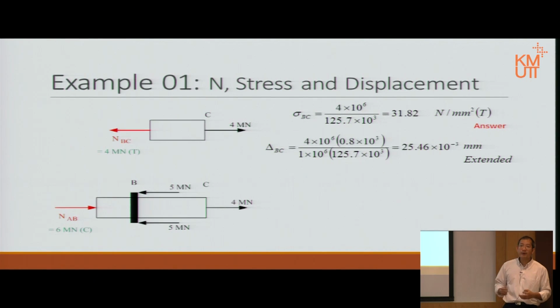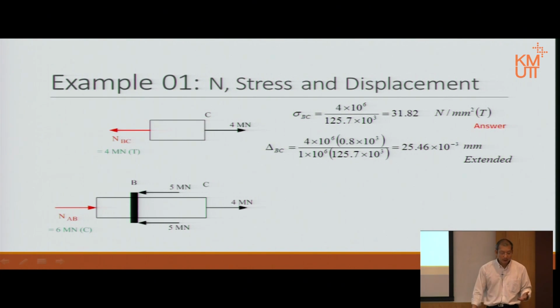So delta between B and C, as I said, since it's a tension force, this part becomes longer. Whatever we calculate then becomes an extension. We use the axial force, the length, the Young modulus, and the area.